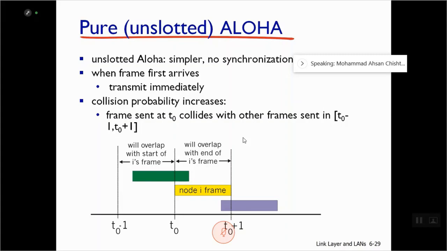If the node experiences a collision, the node would immediately retransmit the frame with the probability P. Or the node waits for some time before transmitting again. How much time? It can be the frame transmission time, the time it has taken for the whole frame to be transmitted. After it has waited, it transmits the frame with the probability P, or waits for another time frame with the probability 1 minus P.